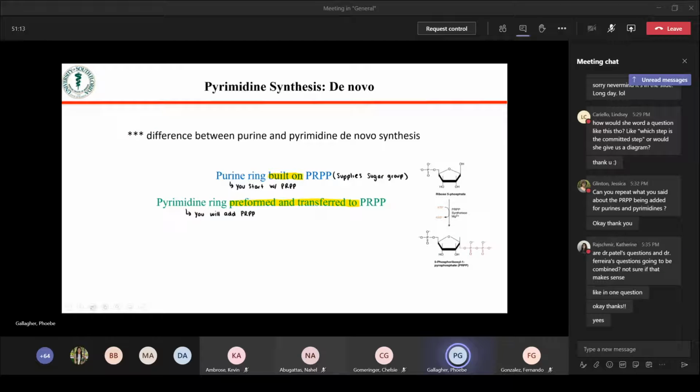And then this is what I was talking about earlier, how in the purine ring, the first step is PRPP, which allows the purine ring to be built on top of the PRPP. And remember, the PRPP is what supplies the sugar group for the nucleotide. However, with the pyrimidine ring, because PRPP is added way later on, your pyrimidine ring is going to be pre-formed, so it's going to be made first and then added onto the PRPP. So know this difference between purine and pyrimidine synthesis, because I think she asked a question on it, to be honest.